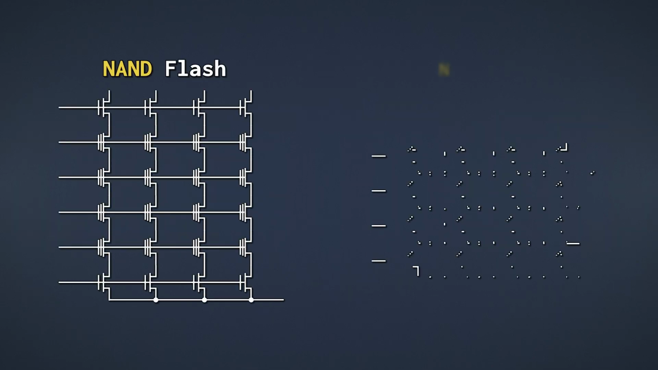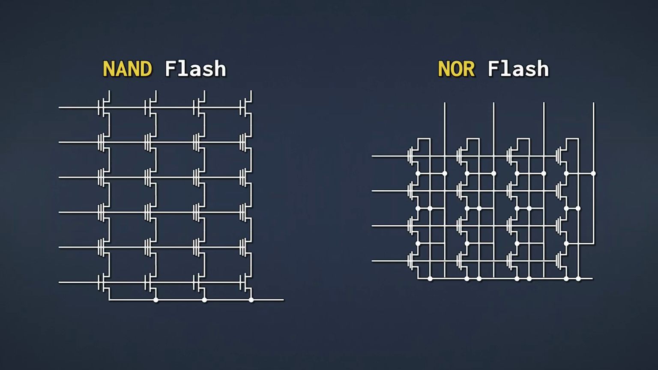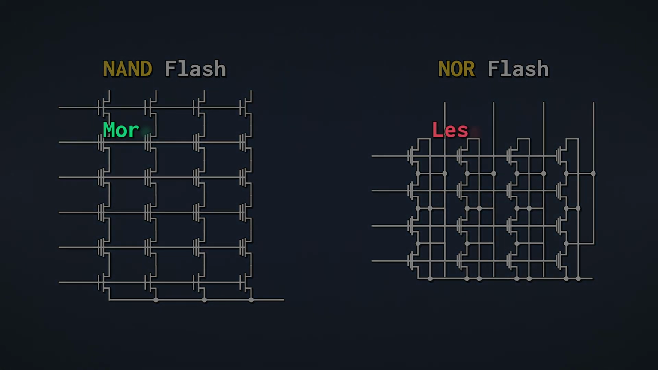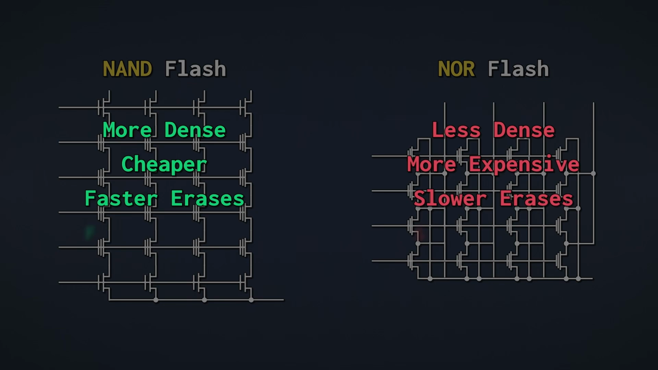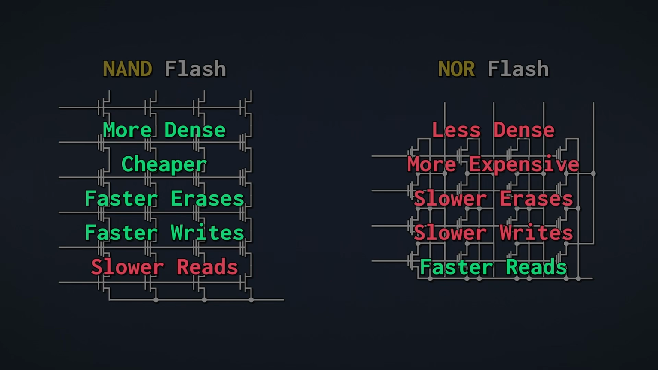First, let's look at how memory cells are laid out in flash memory. There are two arrangements called NAND flash and NOR flash. In NAND flash, transistors are connected in series. In NOR flash, transistors are connected in parallel. NAND flash is more dense, which actually makes it cheaper to manufacture. On top of that, NAND flash has faster erase cycles and can write data faster. NOR, on the other hand, is faster at reading data and has individually accessible cells. And finally, NAND flash is less reliable than NOR flash when it comes to endurance.